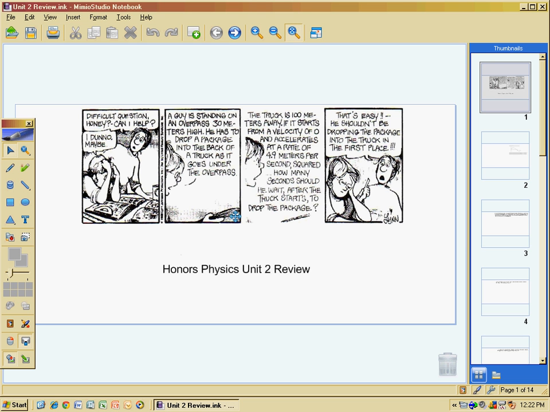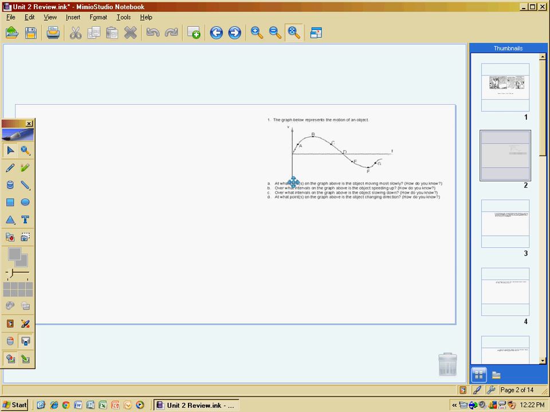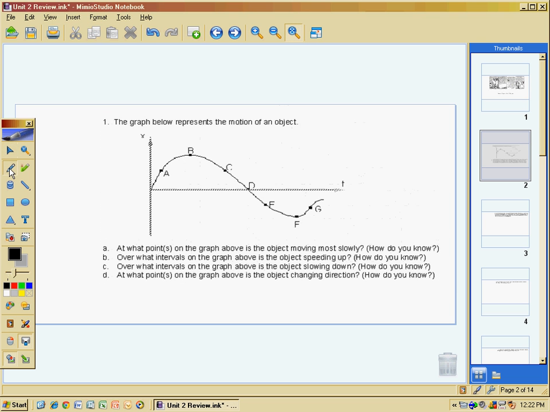So problem 1 on your review. I know it's kind of hard to see here. Let's make this a little bit bigger and then we'll move it. Alright, so at what part on the graph above is the original object moving the most slowly? Here's the thing you need to keep in mind for all 4 of these parts. If we are looking at the speed of an object and we have a position versus time graph, you have to look at the slope.